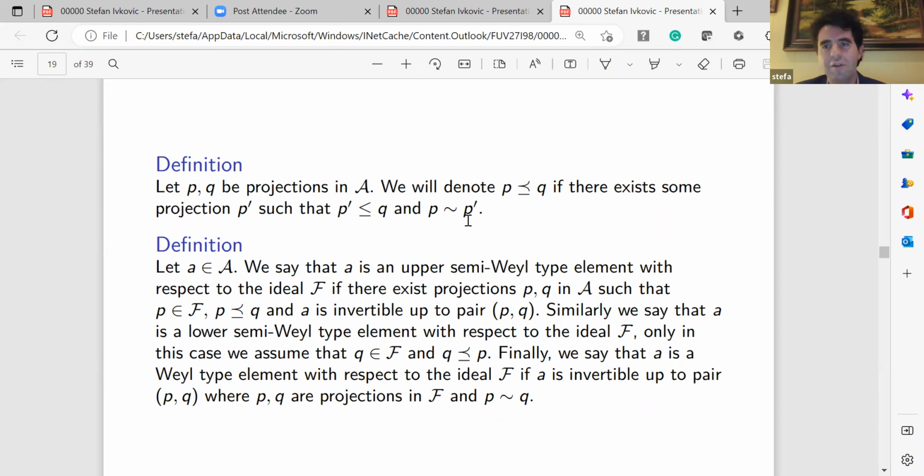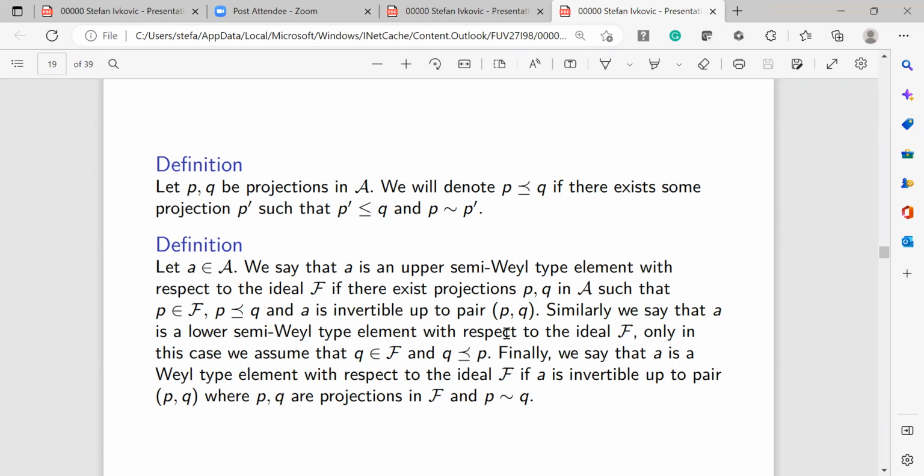Why do we need this? Well, we want to generalize the sign of the index because in classical semi-Weyl theory of operators on Hilbert spaces, you speak about negative and positive index. So here we cannot speak about this, the index is in the K group, but in order to obtain a generalization of this notion, we need to introduce this.